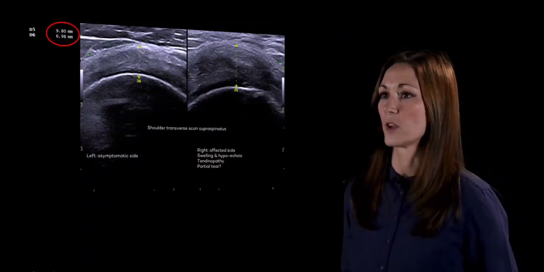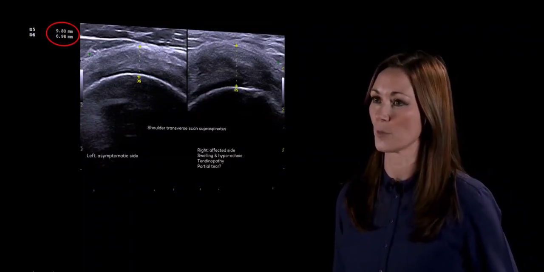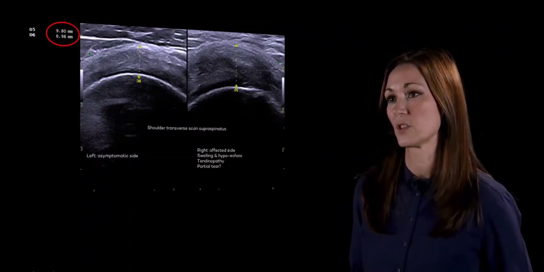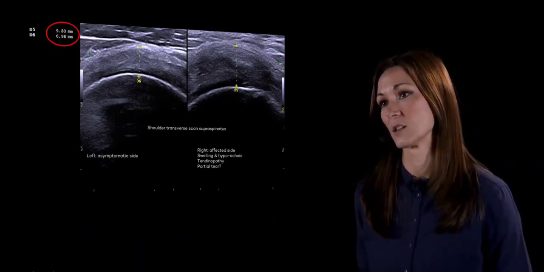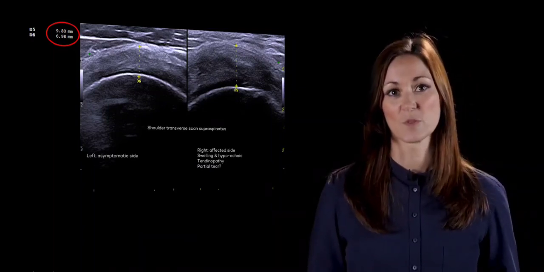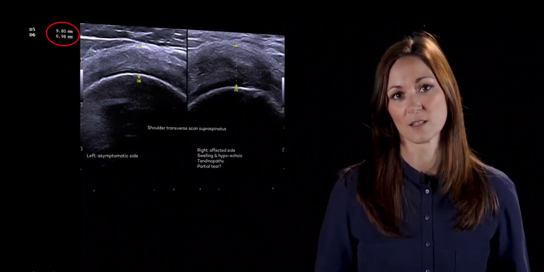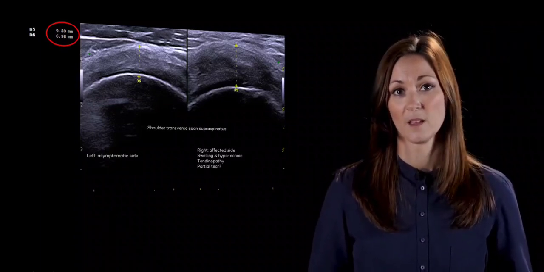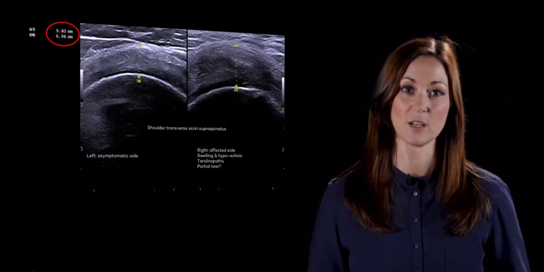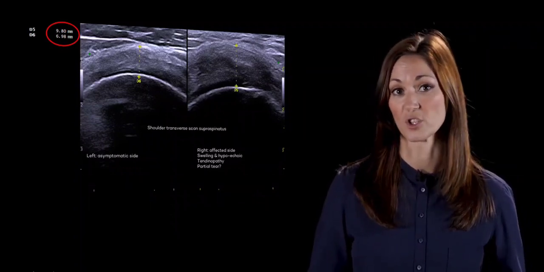Here you can see a left-right comparison of a 35-year-old carpenter. On the left, you can see the healthy, asymptomatic side, and on the right, the affected side. The supraspinatus on the right shows an increased thickness and a darker colour compared to the left asymptomatic side. This could indicate tendon pathology, a tendinopathy, or a partial tear. Musculoskeletal ultrasound can help in this decision-making.